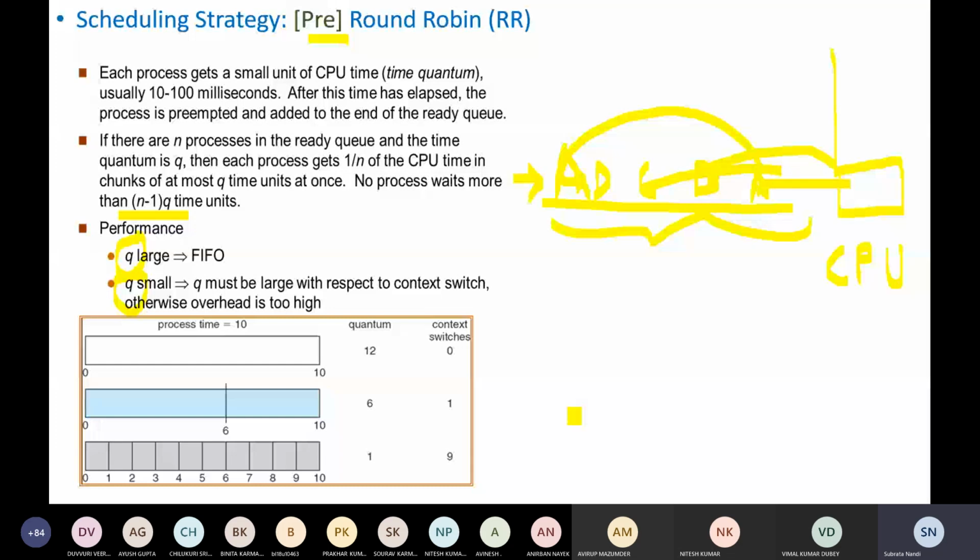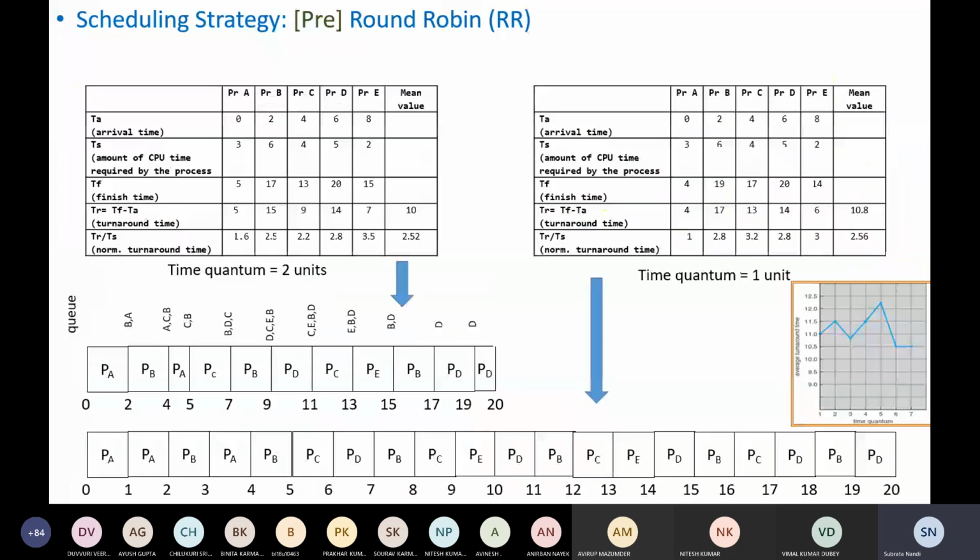So the main point is the choice of quantum is obviously tricky as well as non-trivial, and that will severely affect the performance of the system. And this example can show us how and in what way it impacts. Okay, so we'll take the same example of 5 processes A, B, C, D, E, and these are the arrival times, all the same. The service time also is the same.